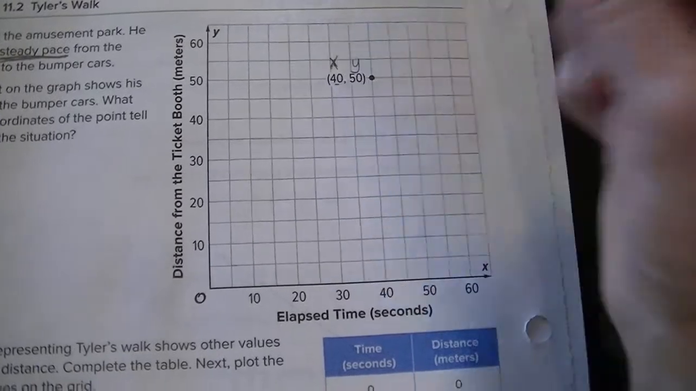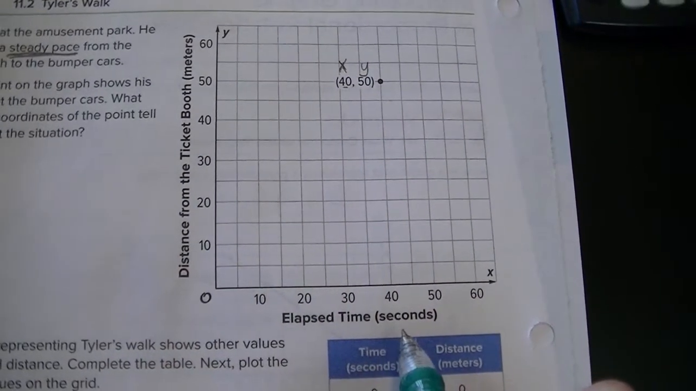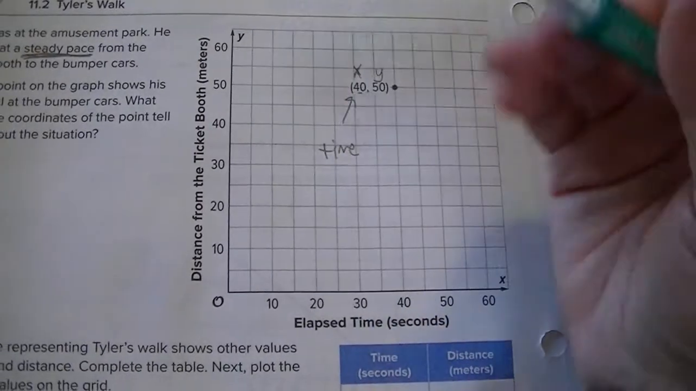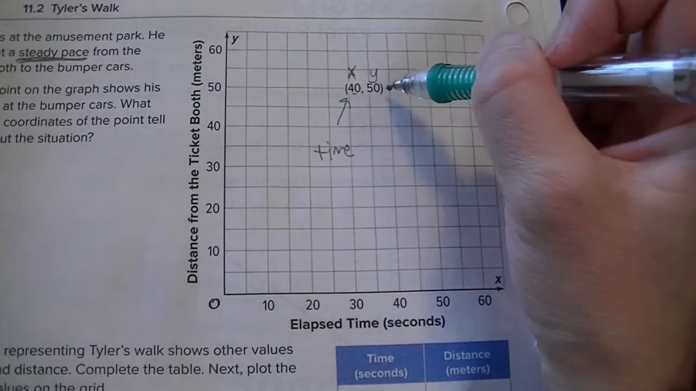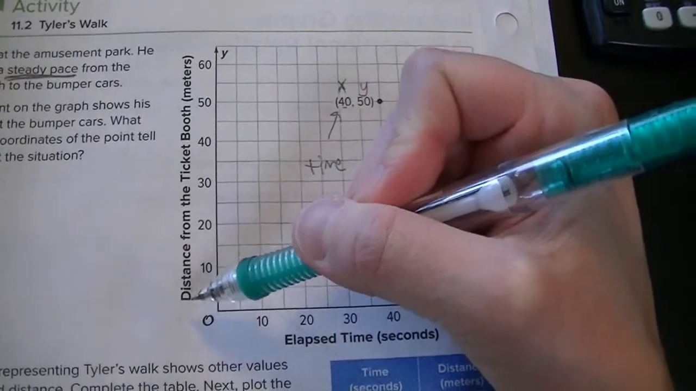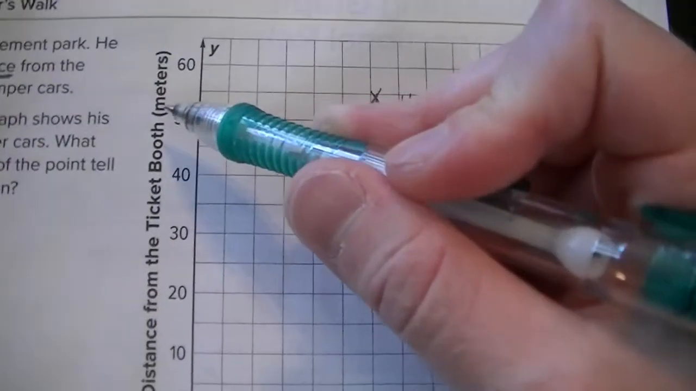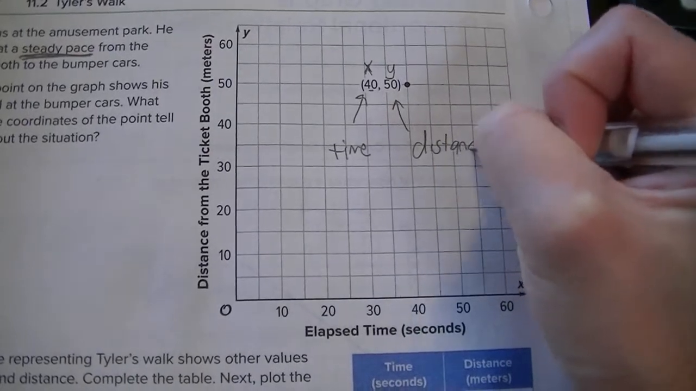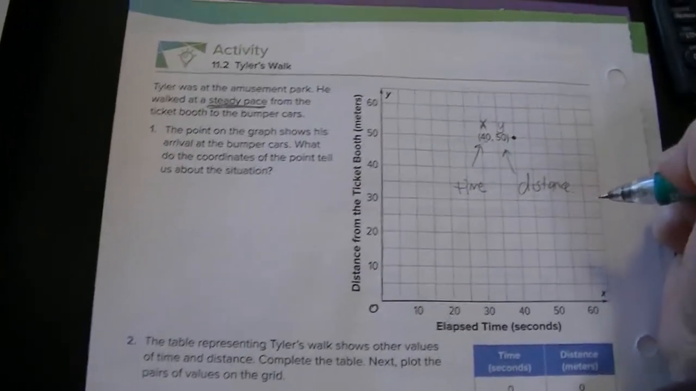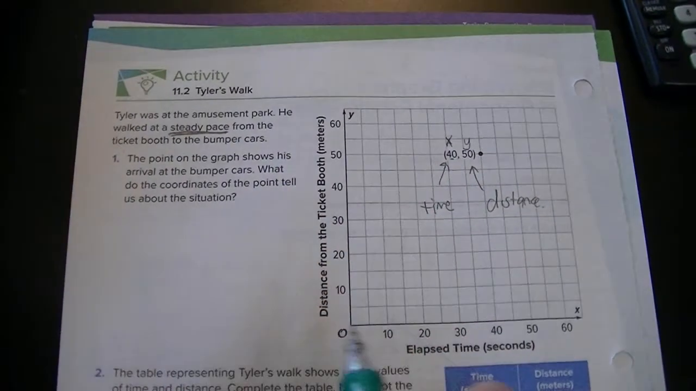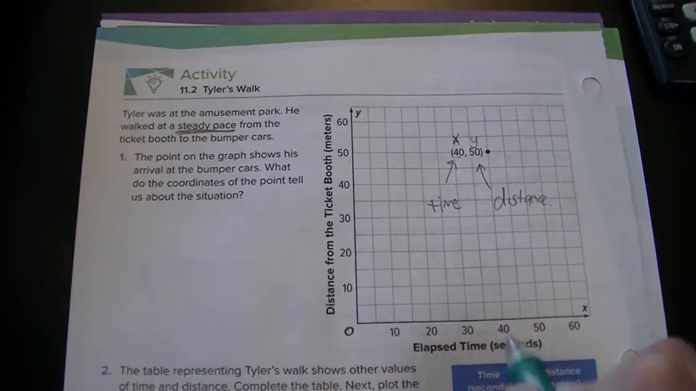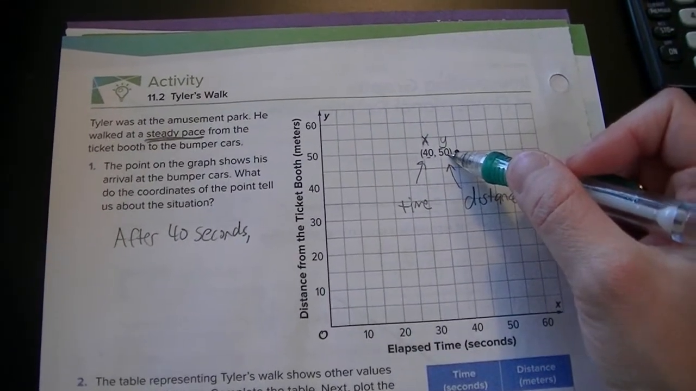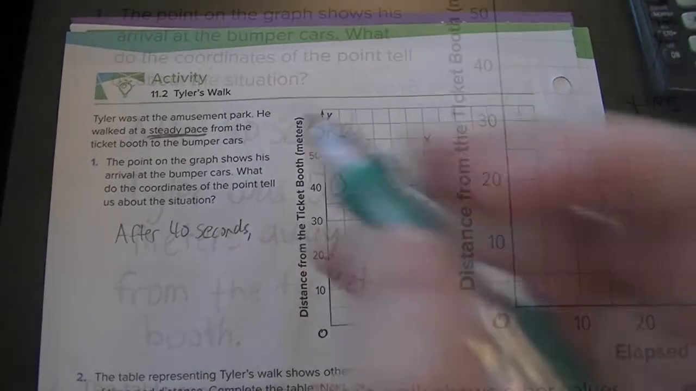So the x value, let's look at the x-axis, represents elapsed time, like how much time happened. And then the y value, look at the y-axis, says distance from the ticket booth in meters. So that would be distance. To put it into a sentence: after 40 seconds, Tyler was 50 meters away from the ticket booth.